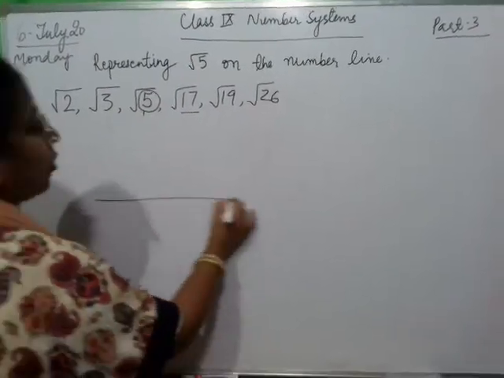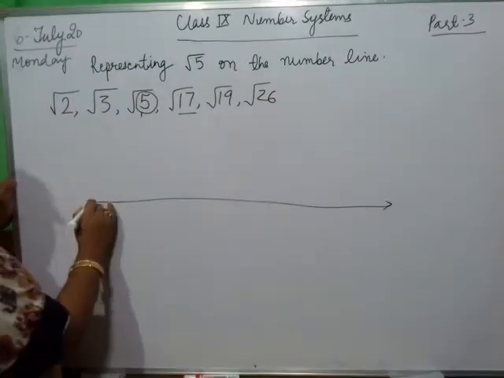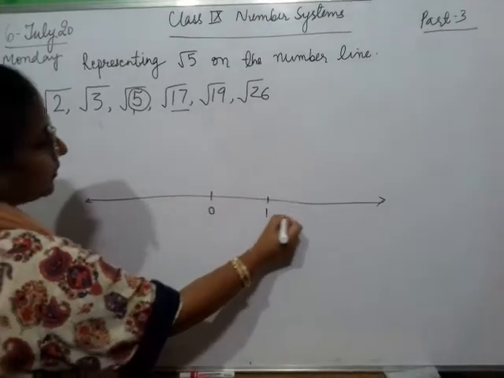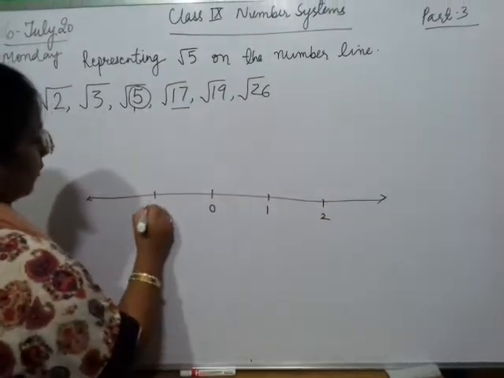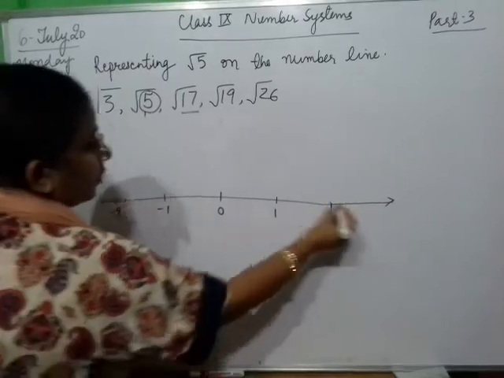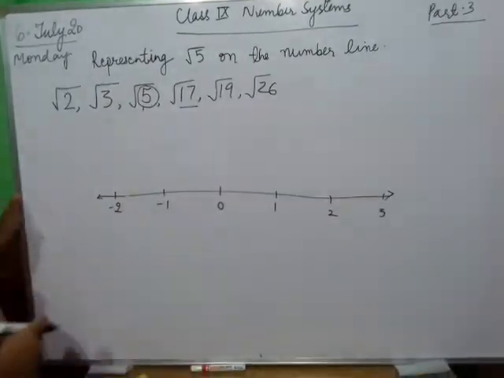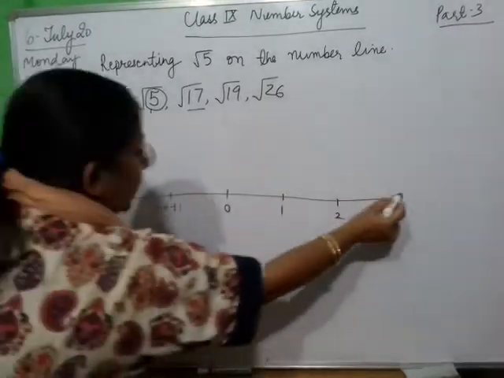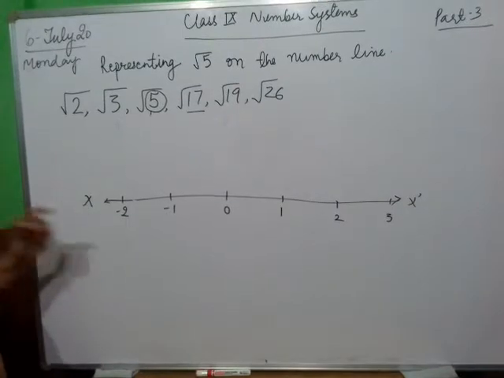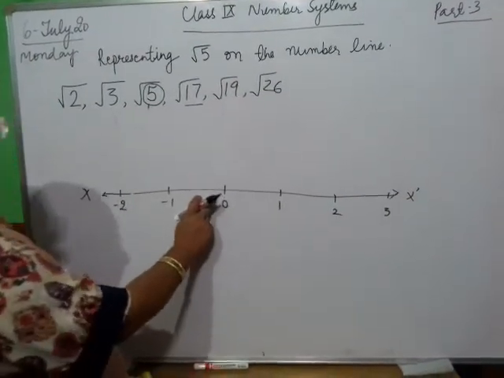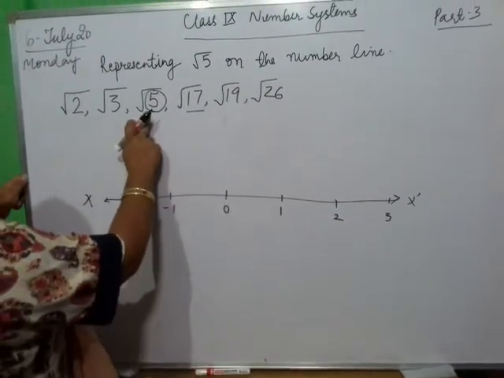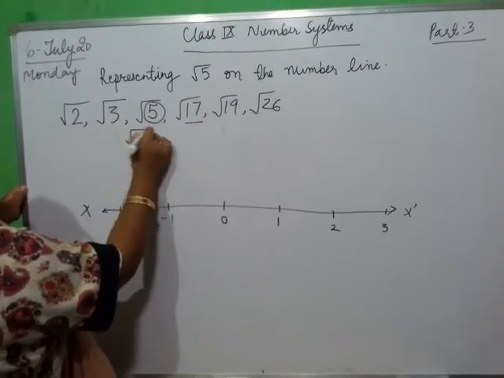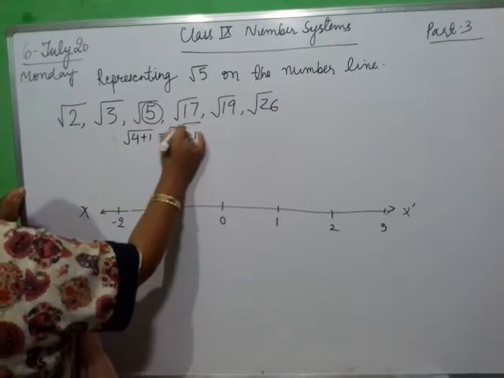First of all, we will draw a number line, and we will mark the equal intervals in between with the help of a scale. Now this is a number line. Let us say X and X dash are the coordinates of this number line. Now this 0 is taken as the origin. Now we have to represent this root 5. Now we said root 5 is equal to root of 4 plus 1, that is 2 square plus 1 square.